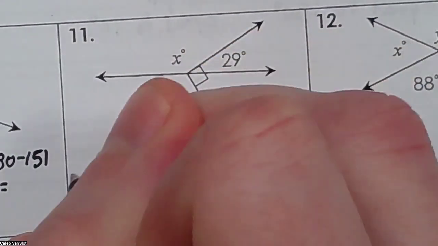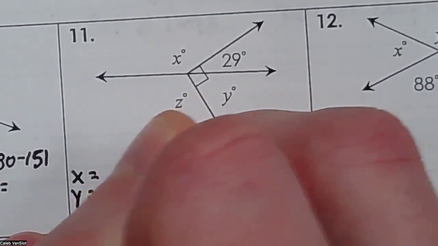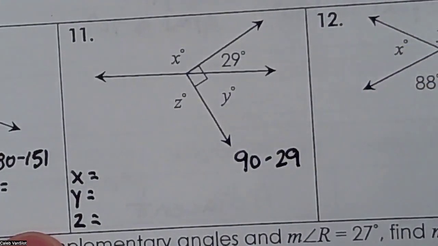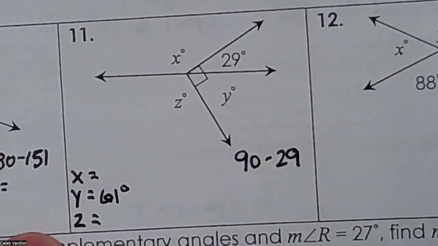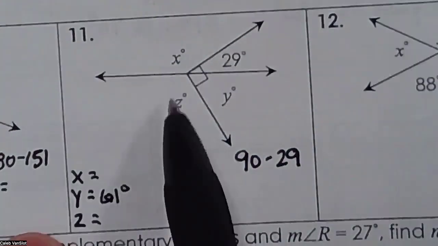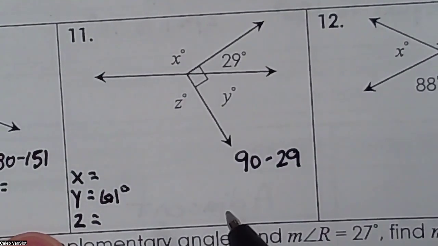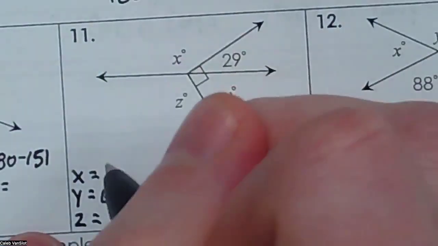Okay. Let's see. It's a right angle. So yep. Does everybody see that? Take the whole thing, 90 minus 29. What is Y? Can everybody agree with that before I write it down in pen? Okay. 61 degrees. Okay. How about X and 29? How do we find X? It's 180. Does everybody see that? 180 minus 29. Yep.